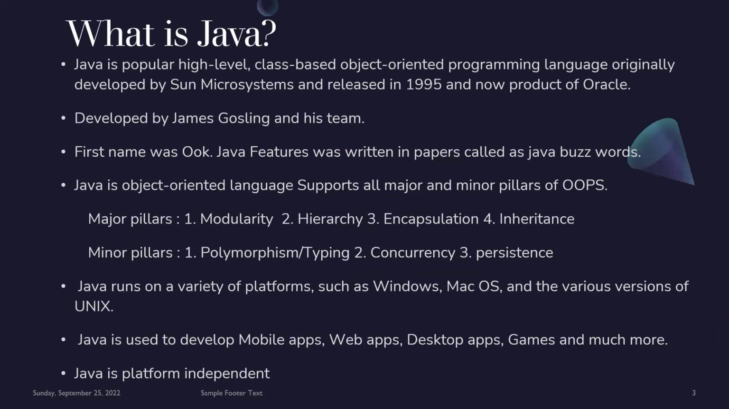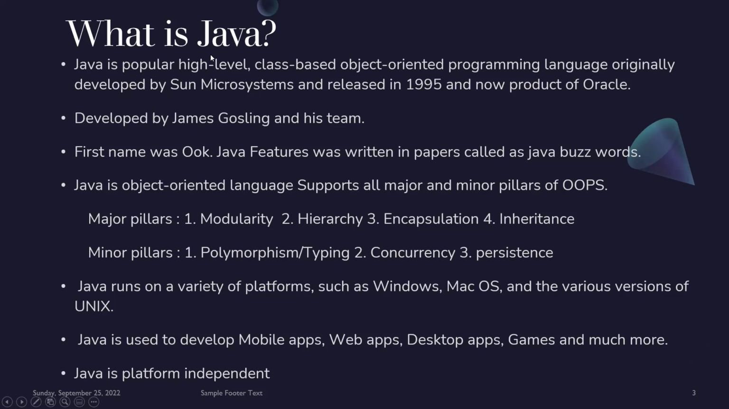So first is what is Java. Java is basically a popular high-level language, and it is a class-based object-oriented programming language, right? Originally it was developed by Sun Microsystems and released in 1995. After that, Oracle purchased Java from Sun Microsystems, and now it is a product of Oracle. And it was developed by James Gosling and his team.